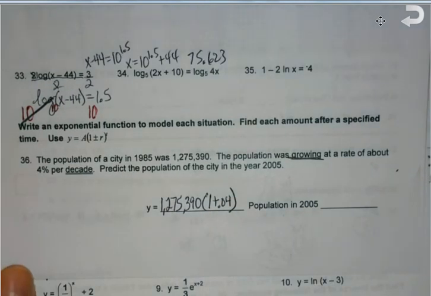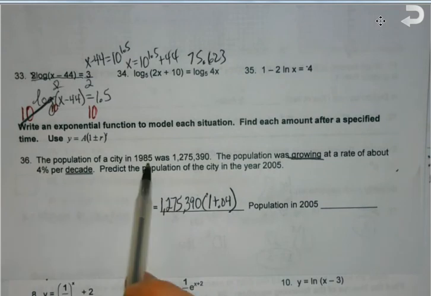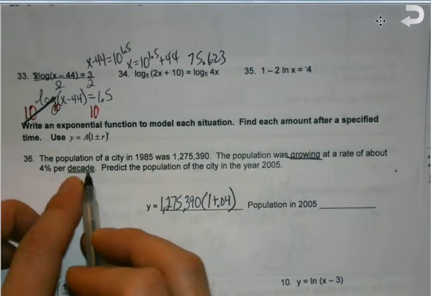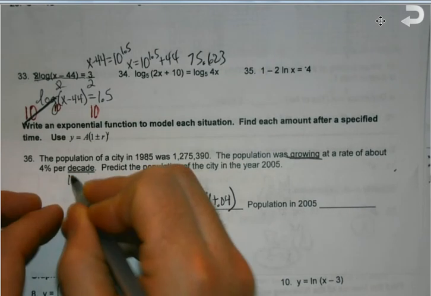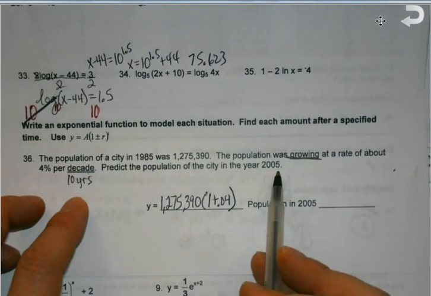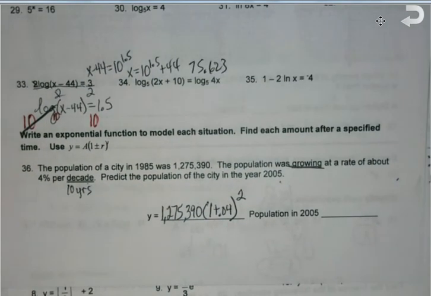Right. And here's the kicker. If I'm looking for the population in 2005, here's where the word decade comes in handy. If I was going from 85 to 2005 normally, my T would be 20 because it would go by years. But we're not going by years. We're going by decades, which are 10 years. So how many 10-year periods are there between 1985 and 2005? 2. So it's just 2. I was thinking something else.